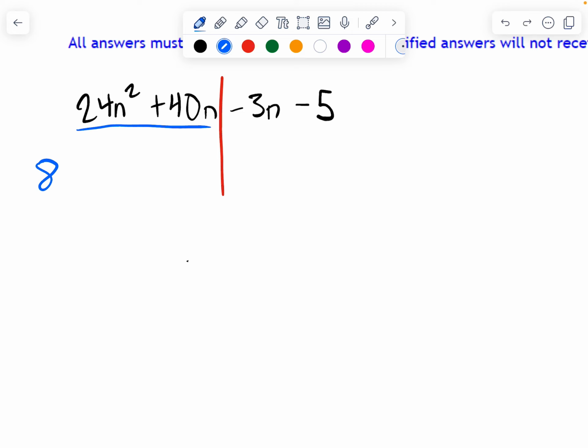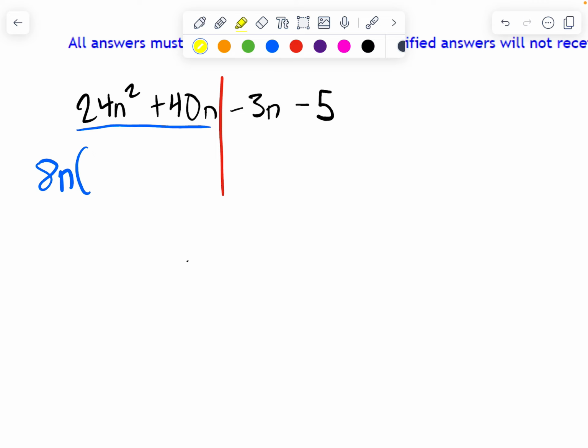Now, that's not the only thing they have. When you look for GCFs, for the largest thing that terms have in common, you look for the numbers and the variables. You'll notice that this one has 2 n's being multiplied. This has 1 n being multiplied. They both have an n, which means that's also a part of that GCF you're pulling out of the left side. And then you actually just pull it out.